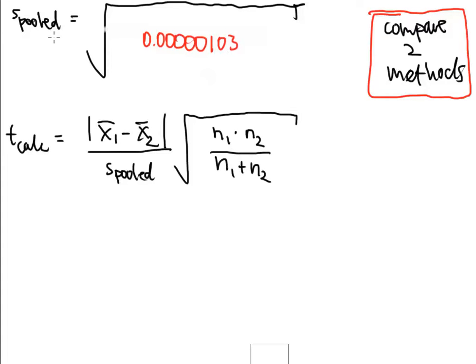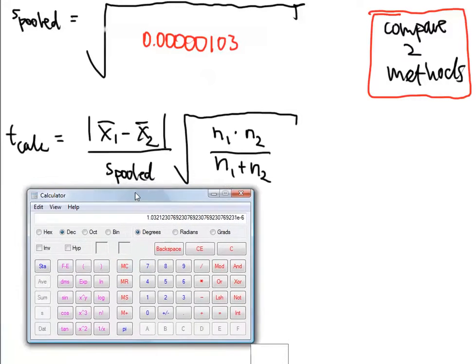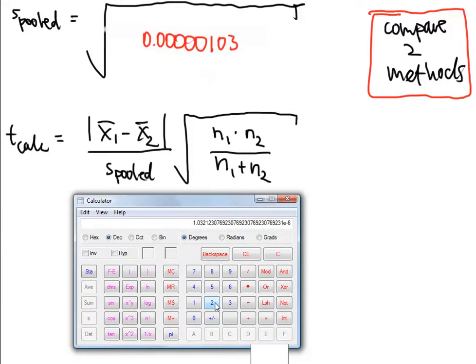Still not really finished. I need to S-pool it, which means I need the square root of that number. So if you have the square root sign on your calculator, now's the time to use it. If you do not have the square root sign, the way that you do it is that you take this to the exponent of 1 divided by 2, 1/2, which is 0.5. And there's your answer, 0.00101.